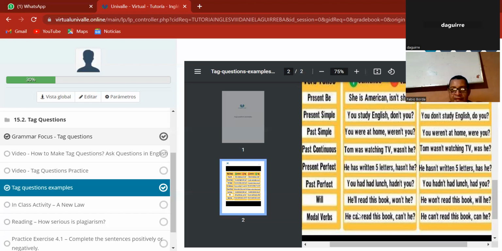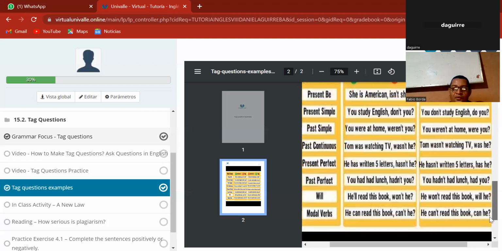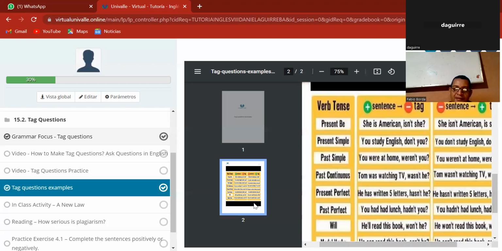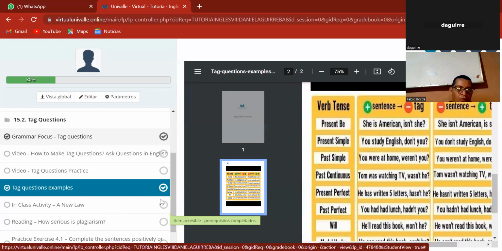And future: he'll read this book, won't he? He won't read this book, will he? Modal verbs. He can read this book, can't he? Okay. All of these expressions are very useful. I consider all of them are very important to know. In class activity, this is a new law.